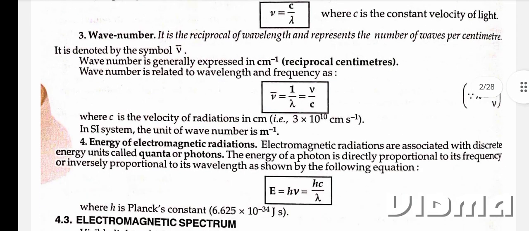Wave number: it is the reciprocal of wavelength and represents the number of waves per centimeter. It is denoted by the symbol ν̄. Wave number is generally expressed in centimeter inverse. Wave number is related to wavelength and frequency as ν̄ = 1/λ = ν/c, where c is the velocity of radiations in centimeter. In SI system, the unit of wave number is meter inverse.